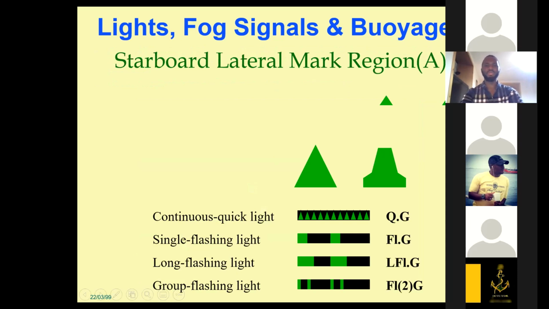Starboard lateral mark, region A. Like I told someone, we're going to be seeing different light characteristics. So the examiner will come, pick up a lateral mark, and then boom, it shows you and tells you, give me the characteristics of this. So I'm just going to take it away from the slide and then ask somebody.